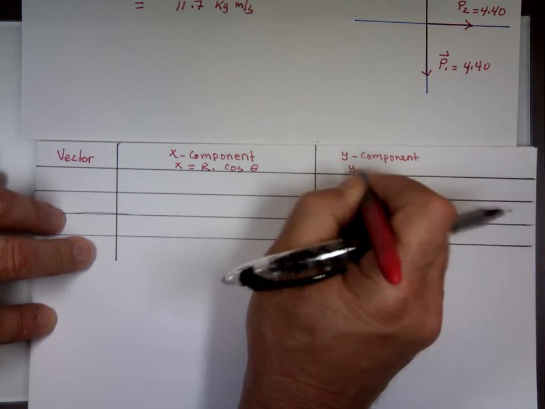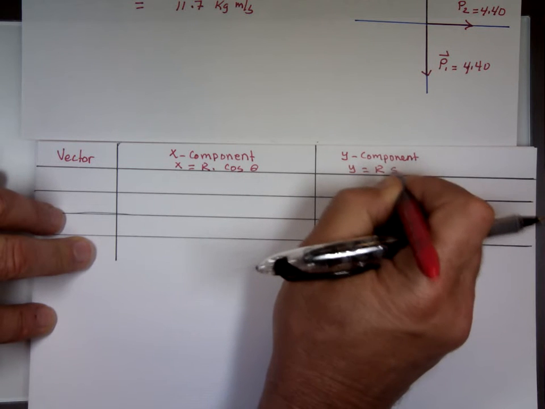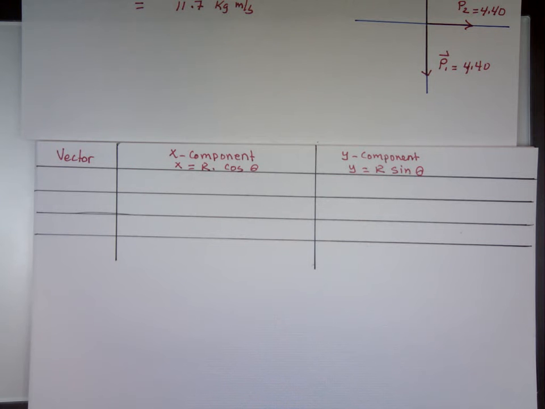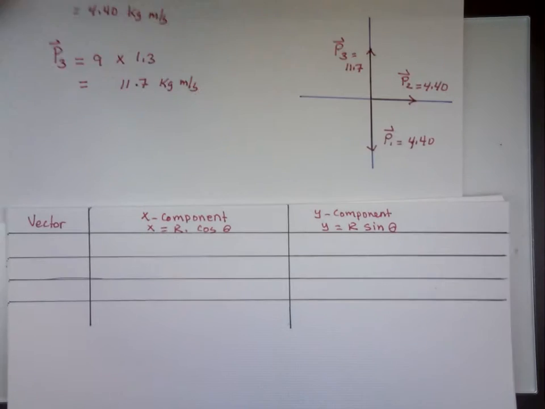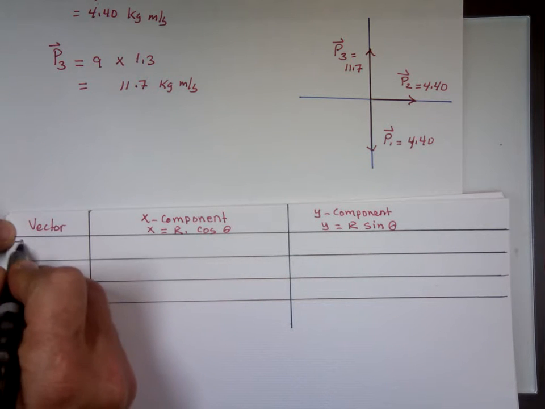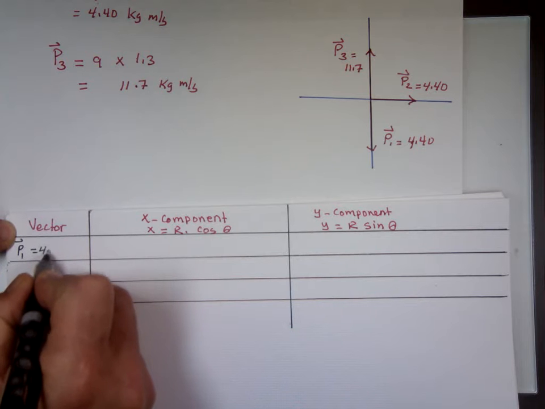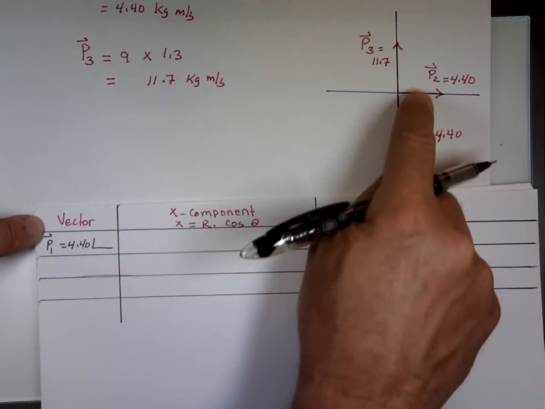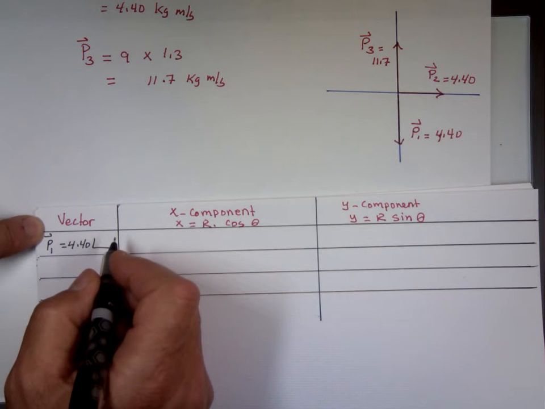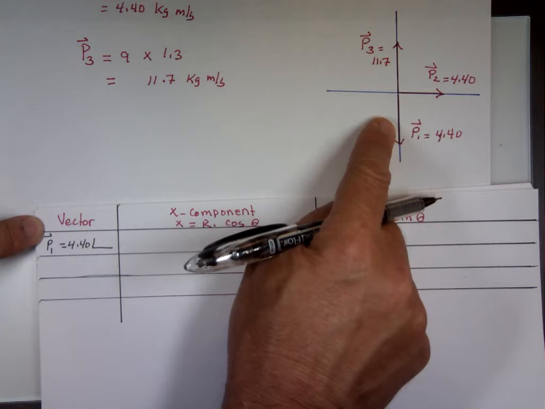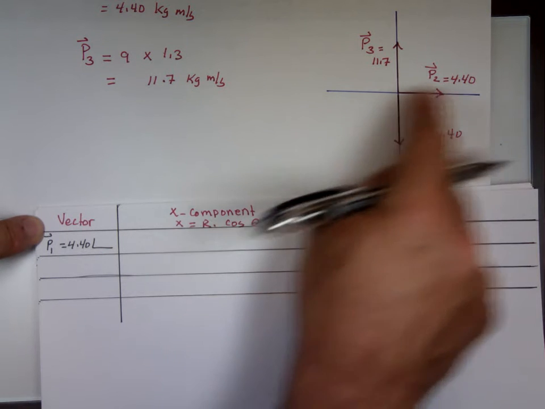R sine theta. You always want to write the vector with respect to the angle with respect to the positive x-axis. So you look at vector P1. It's 4.4, and what's the angle? What's that angle? 90. Try again. What angle? This angle. 0. Nope. From here, measure it from here.